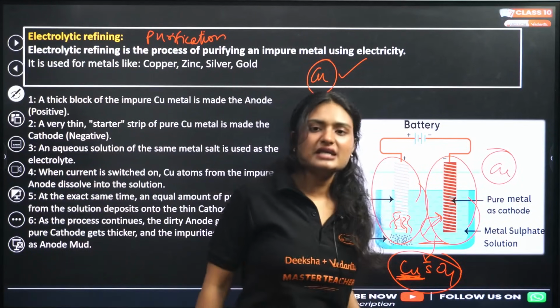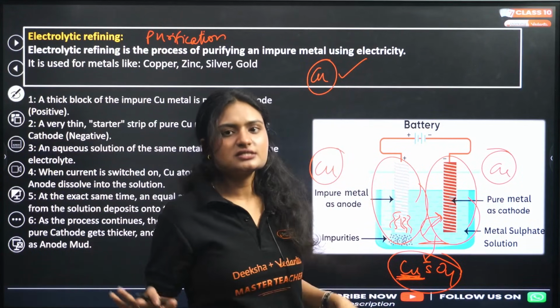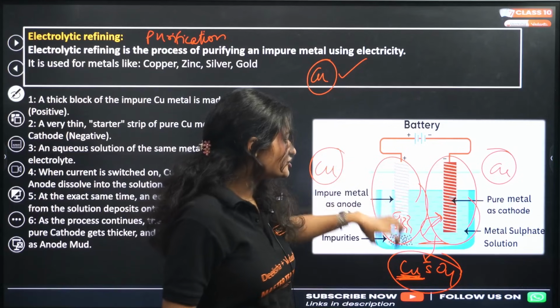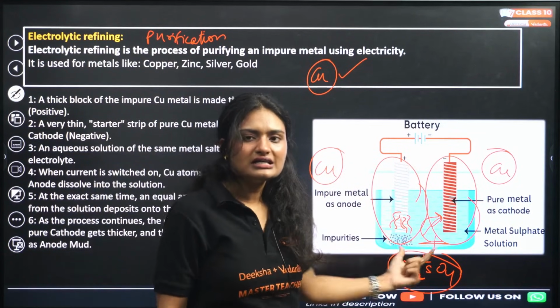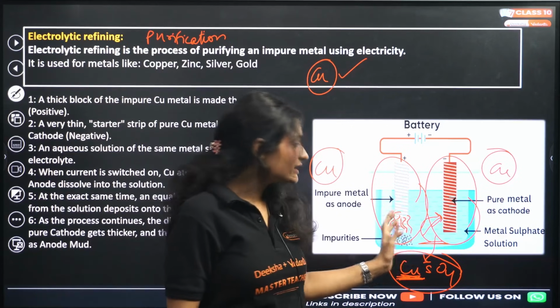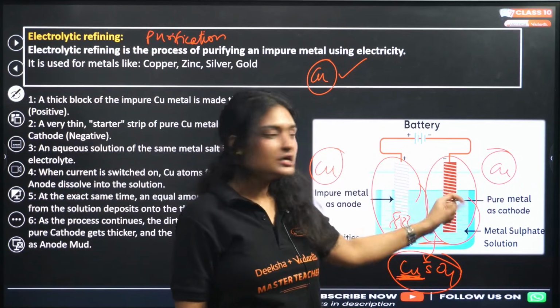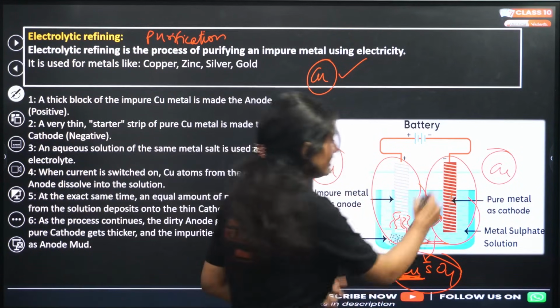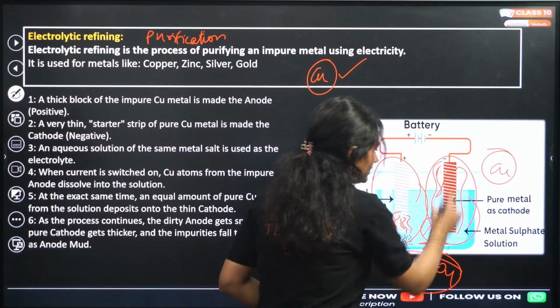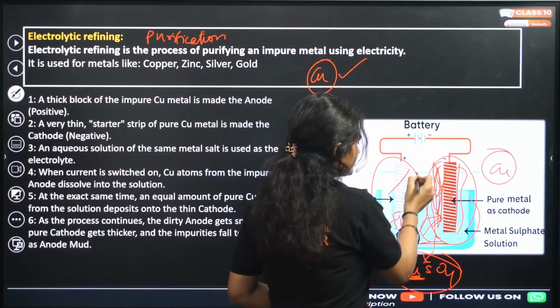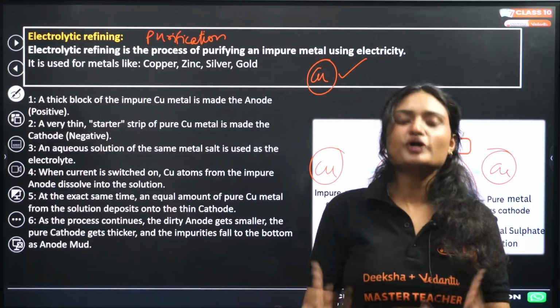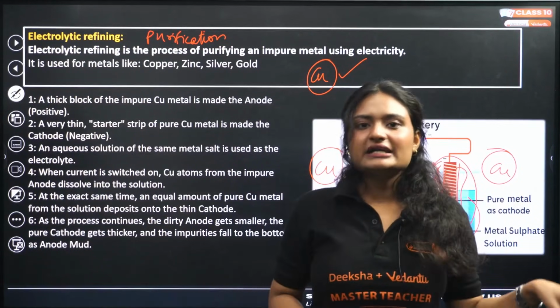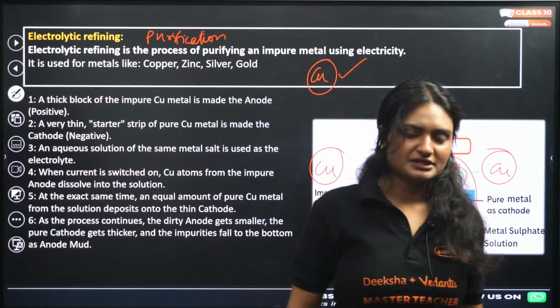What happens at the end of the reaction, when you have passed electricity for enough time, this has vanished, there is no anode. This all has dissolved in the salt solution. From the salt solution, an equal amount has deposited on this plate. So this was thin, and at the end, this is very thick, and this is vanished. There is no anode, right? And that's how you purify metals of moderate reactivity to metals of low reactivity, right?